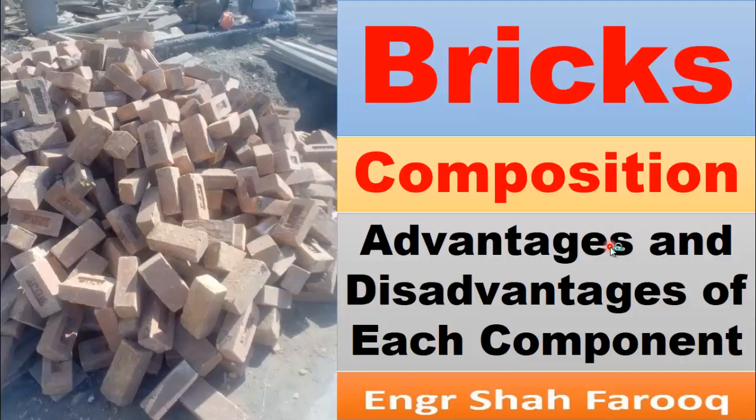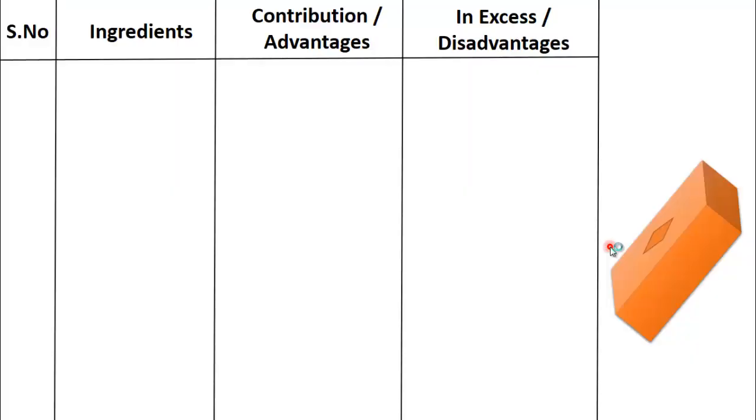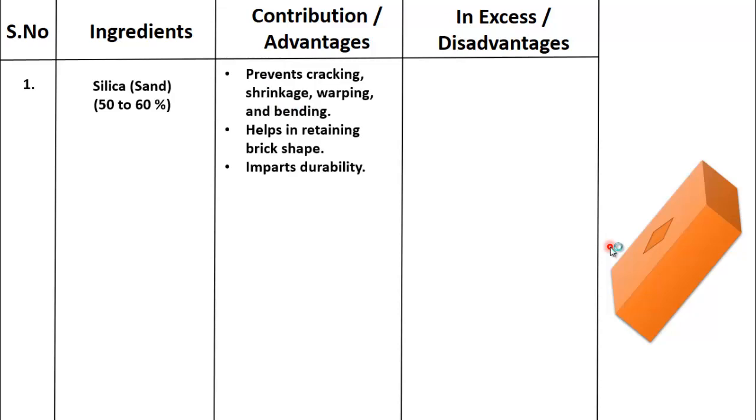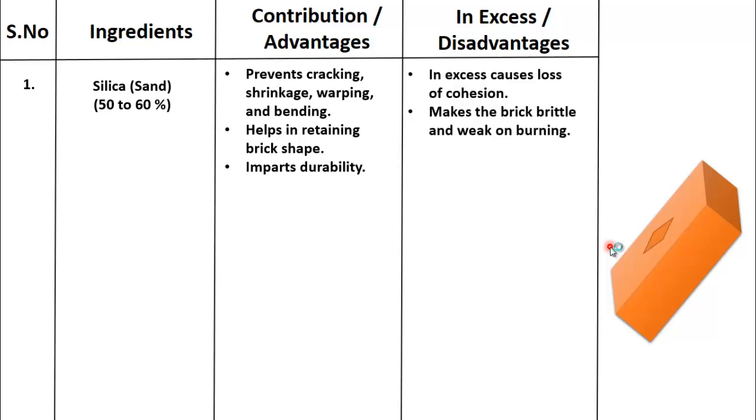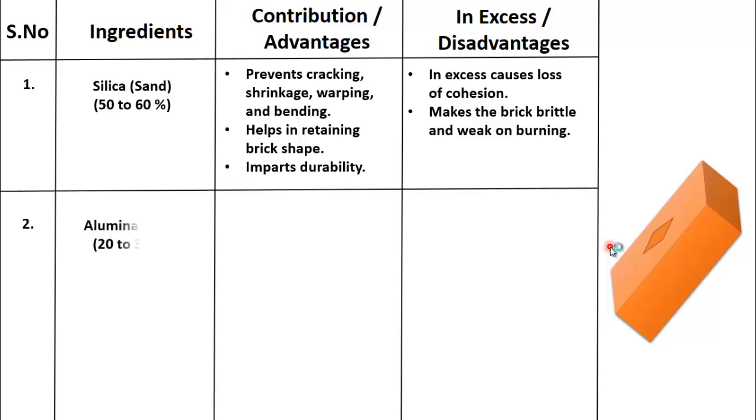Let's start today's discussion. The first and important component of the brick is sand or silica. Its composition in bricks is 50% to 60%. It prevents cracking, shrinkage, warping and bending of bricks. Silica helps in retaining brick shape. Silica also imparts durability to the bricks. If it is provided in excess, it contributes to loss of cohesion and it makes the bricks brittle and weak on burning.